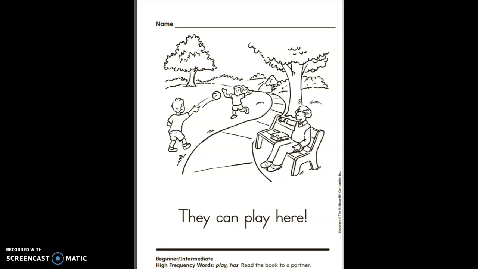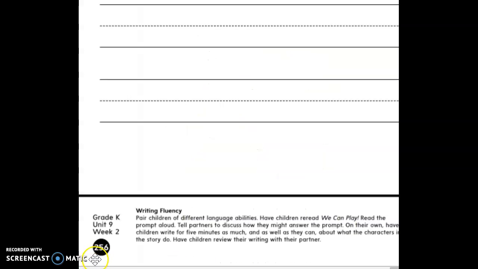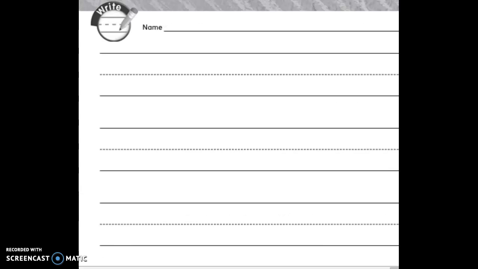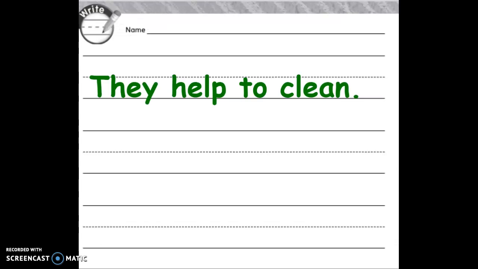Now we're going to write our sentence. We're going to write the sentence on page 256. Let's write about something the children in the story do. I wrote, they helped to clean, but you could add more about what they were cleaning and where they were cleaning by looking at the pictures.